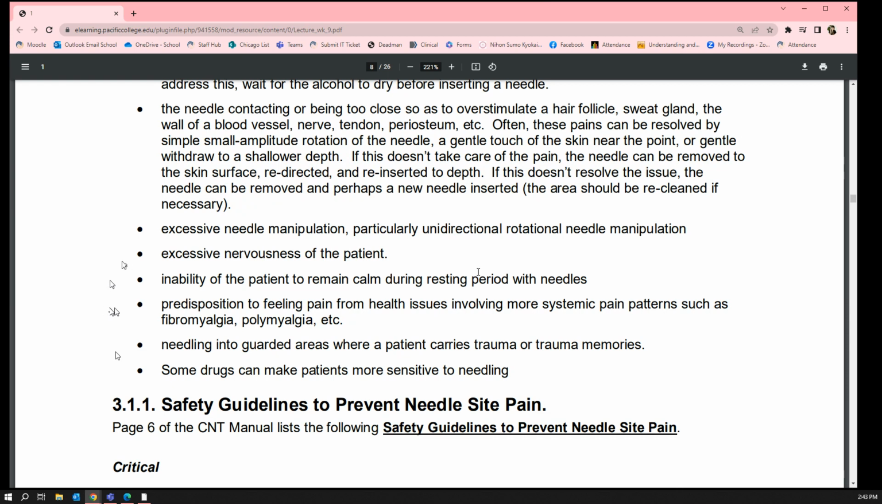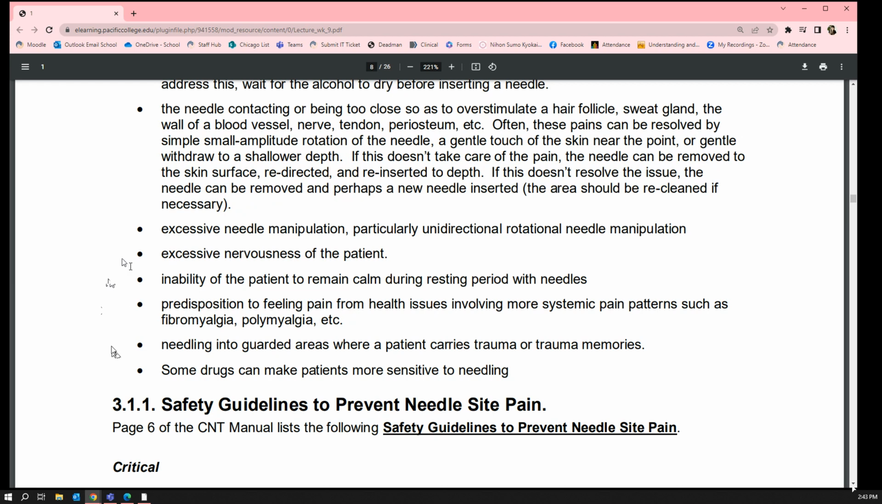Next one in the notes here, predisposition to feeling pain from health issues involving more systemic pain patterns, things like fibromyalgia. So if somebody has a pain syndrome where they are feeling a lot of pain, they're likely to be more needle sensitive in general. You may treat them a little bit differently.